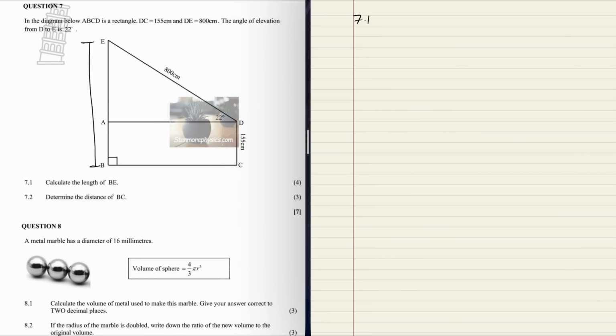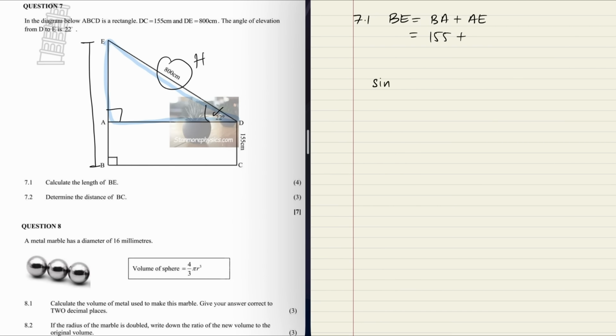So 7.1, BE is going to equal BA plus AE, right? And since they tell us that ABCD is a rectangle, it means that AB is also going to equal 155. So 155 plus. Now to figure out what AE is, let's consider this triangle. This is going to be a right angle triangle, and so we can use trigonometry to figure out the length of AE. Since we know the angle and we know this, which is the hypotenuse, we can use sine to figure out what AE is.